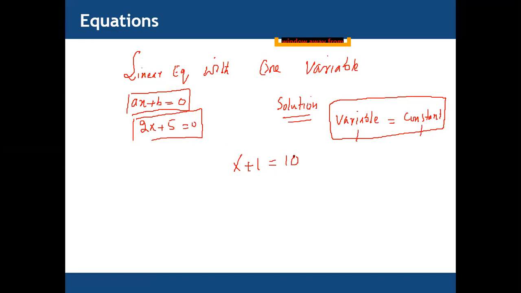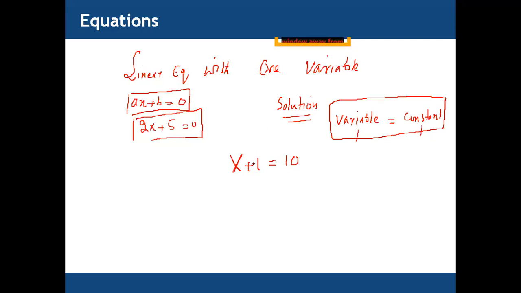What is the value of x? How can we solve it? So negative 10. We have to move the constants to one side and the variable to the other side of the equation. What we need is to transfer all the constants to the other side.